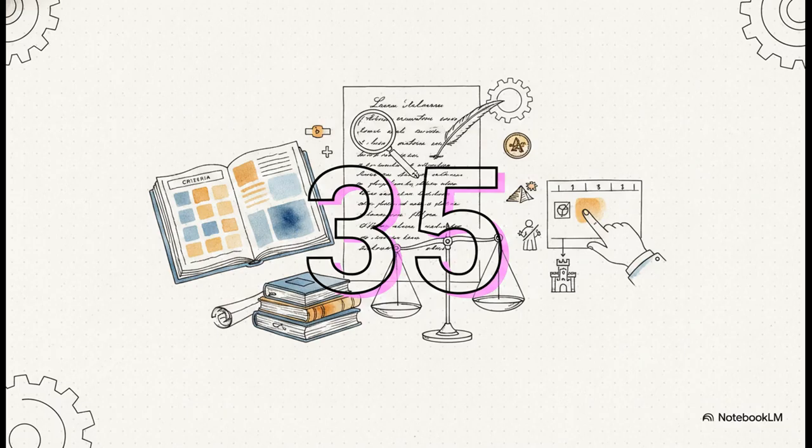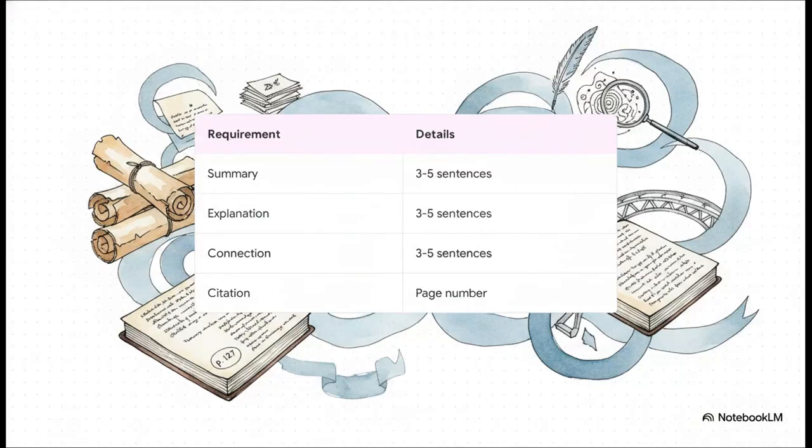This isn't just about sharing an opinion, right? It's about actually proving a claim, which is exactly why we're going to look very closely at the grading rubric. To secure those 35 points, every single one of the 3 pieces of evidence you submit must strictly contain these 4 elements, no exceptions. You need 3 to 5 sentences summarizing your evidence. You need another 3 to 5 sentences explaining what that evidence actually shows. Then a highly crucial 3 to 5 sentences connecting that evidence directly back to the main prompt. And finally, the easiest point to get, but also the easiest to forget, you absolutely must provide the specific textbook page number for your citation.